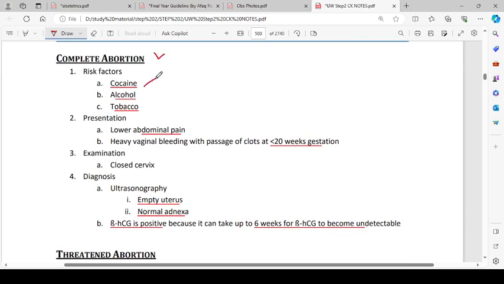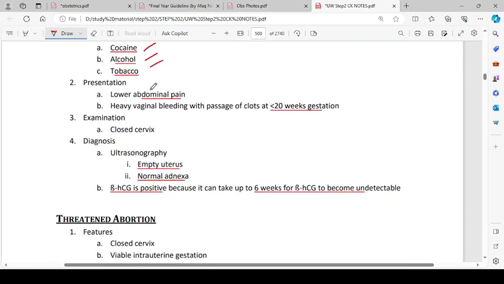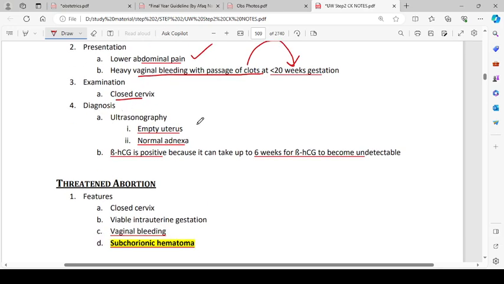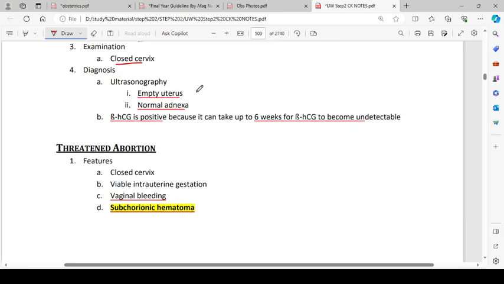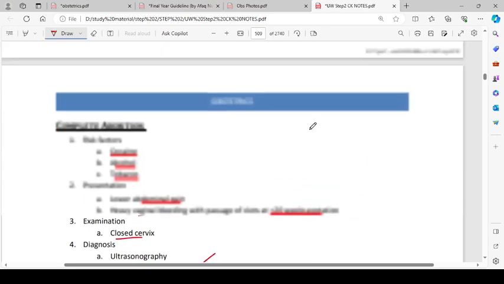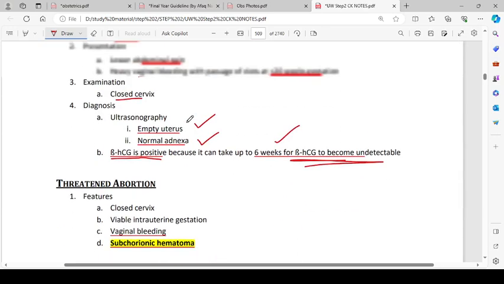Risk factors are cocaine, alcohol, and tobacco. Presentation is lower abdominal pain, heavy vaginal bleeding with passage of clots at less than 20 weeks gestation. Examination will show a closed cervix. Diagnosis is done by ultrasonography: empty uterus, normal adnexa. Beta HCG will be positive because it can take up to 6 weeks for the beta HCG to become undetectable. We are talking about complete abortion here.